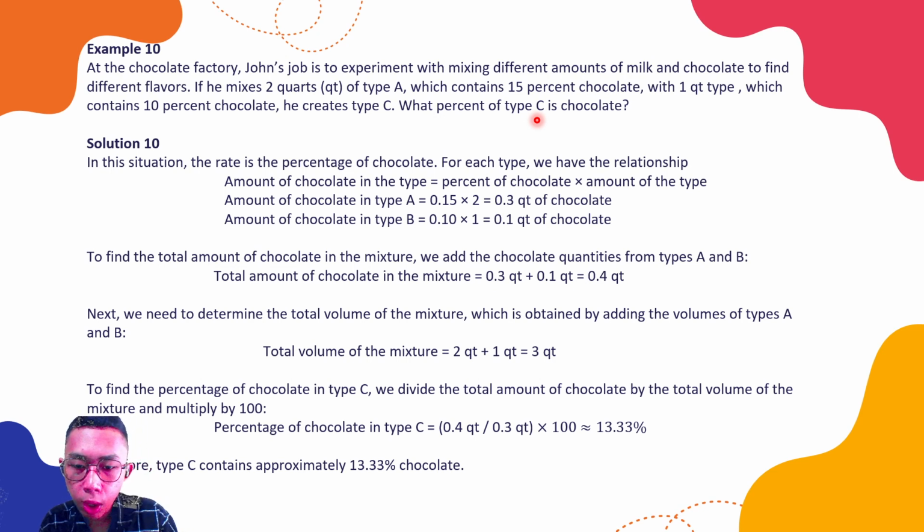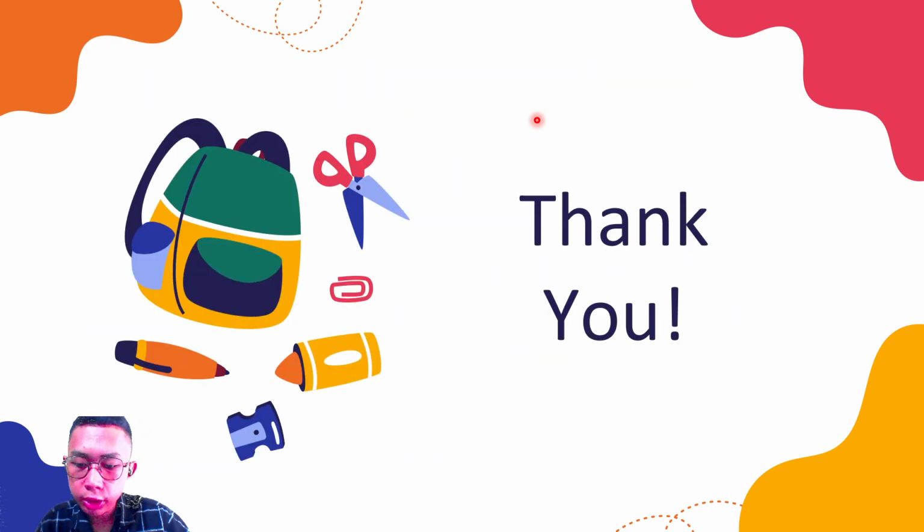So we have 1.1 quarts over 3 quarts times 100 is 36.67%. Therefore, type C contains approximately 36.67% chocolate.